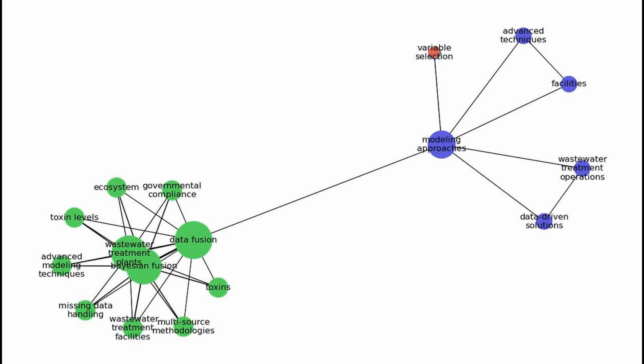The study also highlights the importance of variable selection, which can enhance the performance of modeling approaches, making them more reliable. This practical advice can inform future methodologies and operational practices in the field. In summary, the findings regarding data fusion and modeling approaches have the potential to significantly improve future practices in wastewater treatment. By adopting these advanced techniques, facilities can enhance their operational efficiency, ensure environmental compliance, and ultimately contribute to better water quality management. This sets a foundation for further exploration and development of flexible data-driven solutions tailored to the specific needs of wastewater treatment operations.